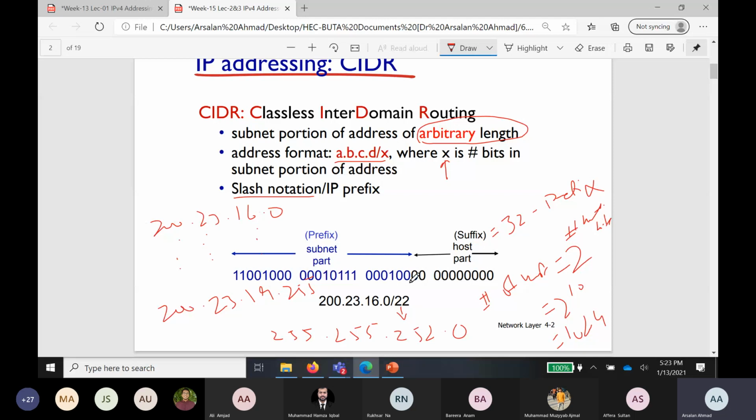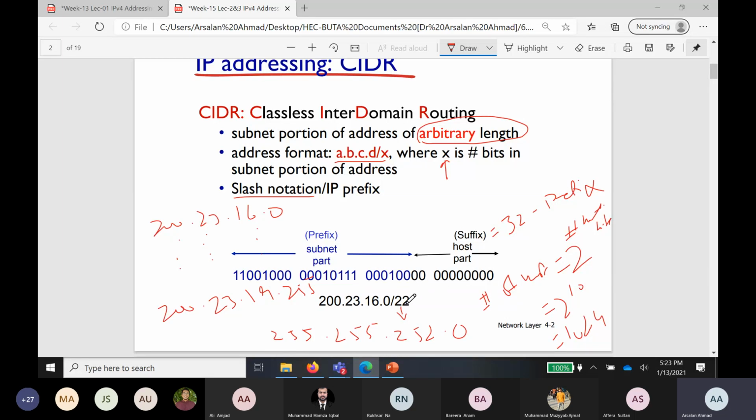Okay, let me quickly repeat. This /x means that this is your subnet portion, which can be of arbitrary length x. If this is your subnet portion and we call the subnet part the prefix, then your suffix, which is the remaining part, will be 32 minus your prefix, because if this is x, then the remaining bits for the host ID portion will be 32 minus the prefix.